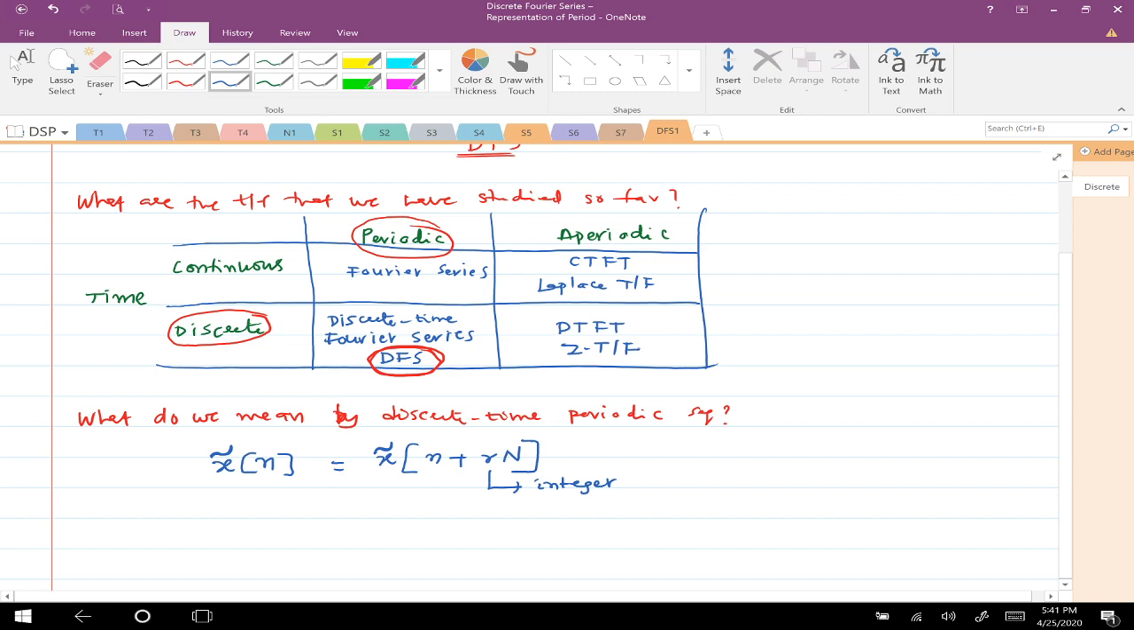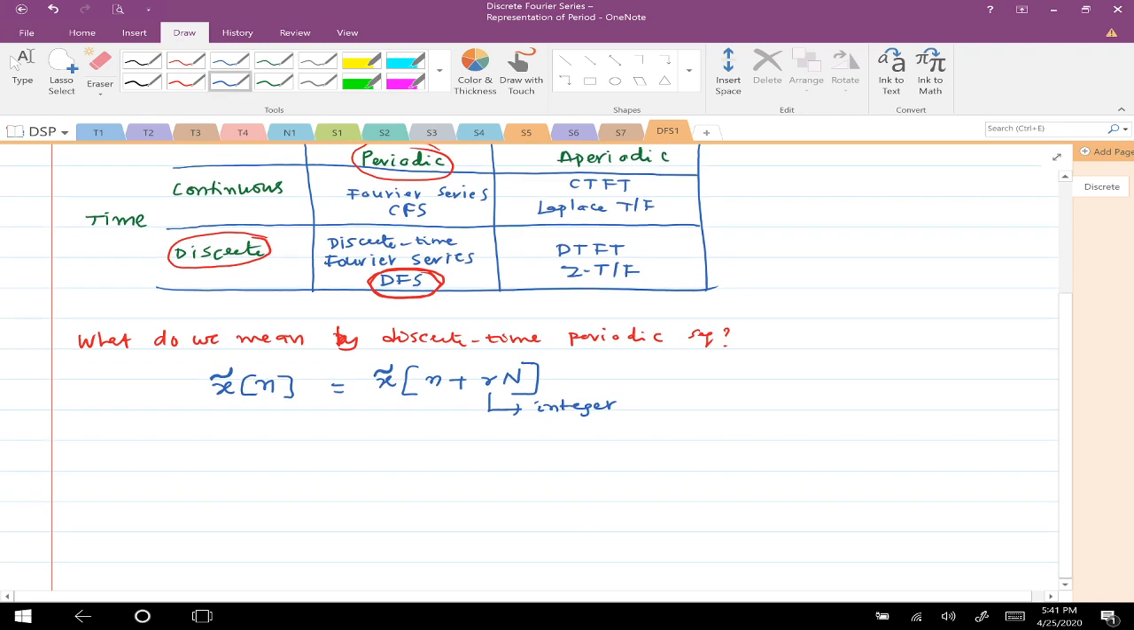Coming back, we start with the continuous time Fourier series. If you want me to call it CFS, okay. Let's start with the frequency domain representation of a continuous time signal.